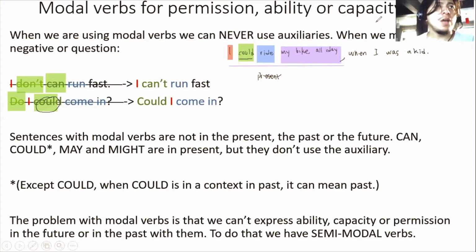In this case, you have a different sentence, when I was a kid, a different subject, a different verb, and this is in the past. Because this sentence is in the past, that means that this part is also in the past. So because of the context, you can say that could is in the past. I could ride my bike when I was a kid. Or when I was a kid, I could ride my bike.